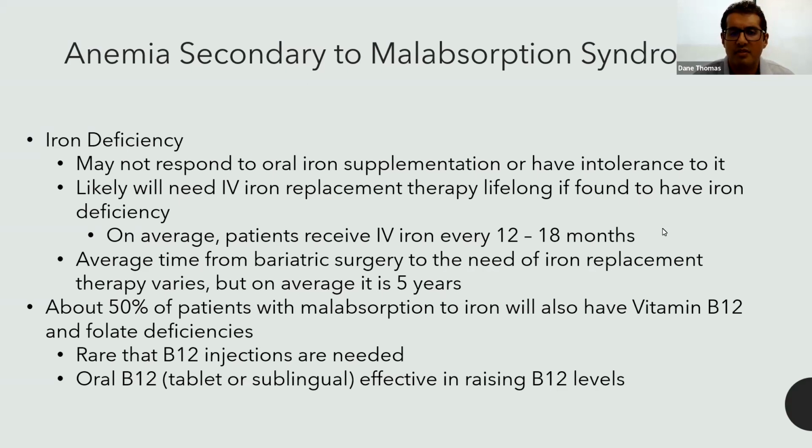On average, patients receive IV iron in this setting from malabsorption every 12 to 18 months from my experience. The average time from bariatric surgery to the need of iron replacement therapy varies, but on average is about 5 years. About 50% of patients with malabsorption to iron will also have B12 and folate deficiencies. Fortunately, it's rare that B12 injections are needed in these patients, and oftentimes oral B12 supplementation, either through tablets or sublingual, is very effective in raising B12 levels.